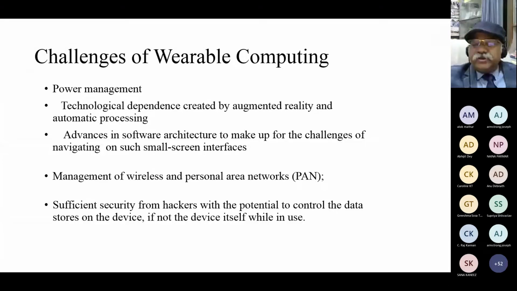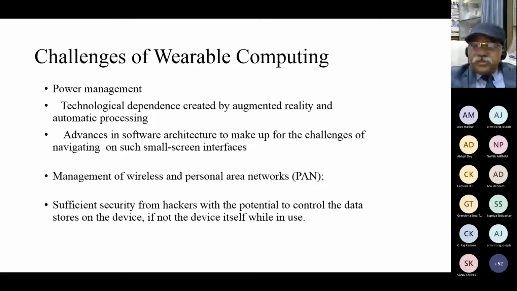Power management, technological dependence created by augmented reality and automatic processing, because augmented reality is virtual and then it has to be implemented in the real world. That is a challenge. Then advances in software architecture to make up for the challenges of navigating on such small-scale interfaces, management of wireless and personal area networks, then software security from hackers with the potential to control data stored on the device, if not the device itself, while in use.